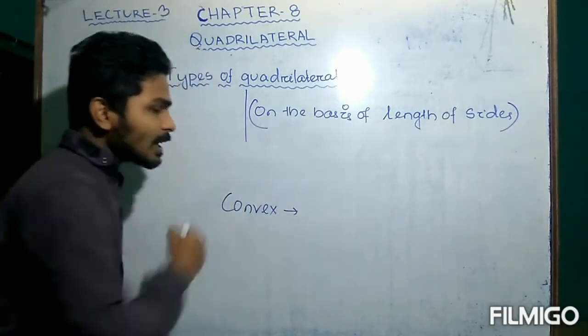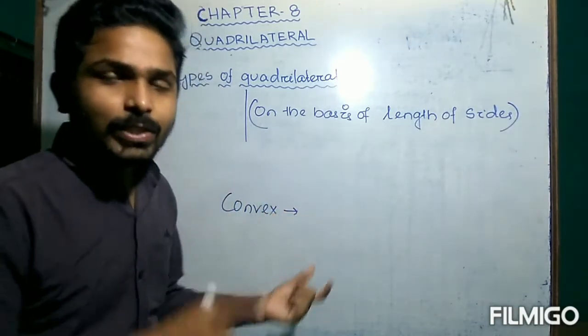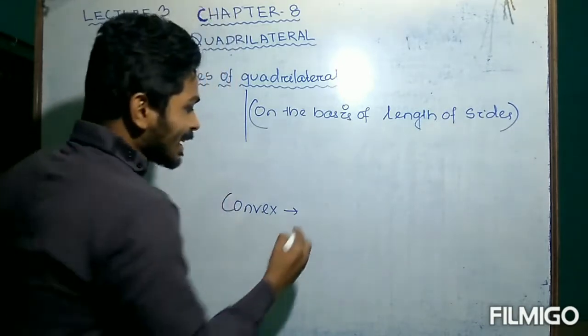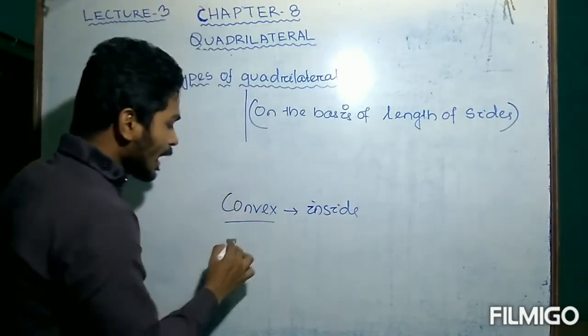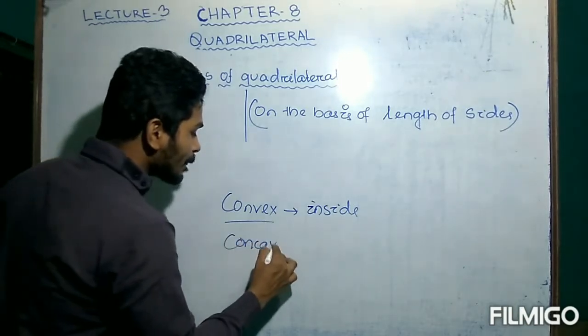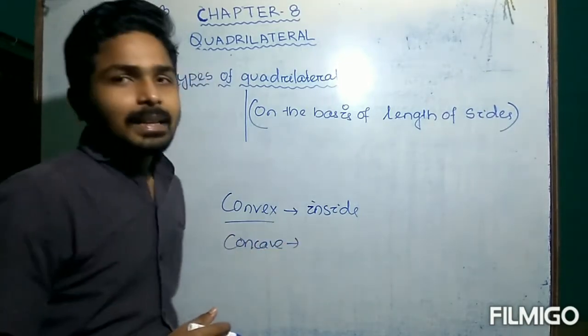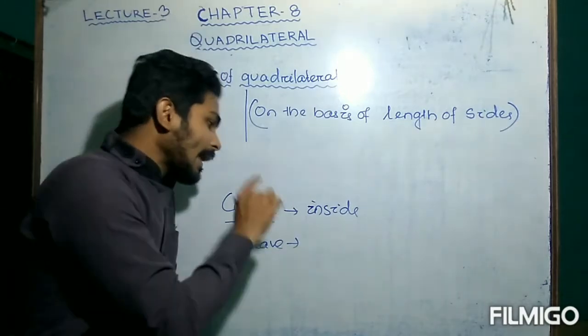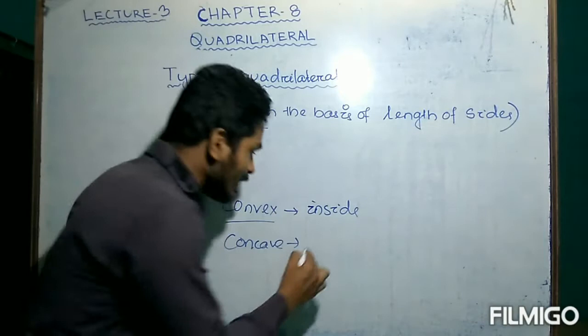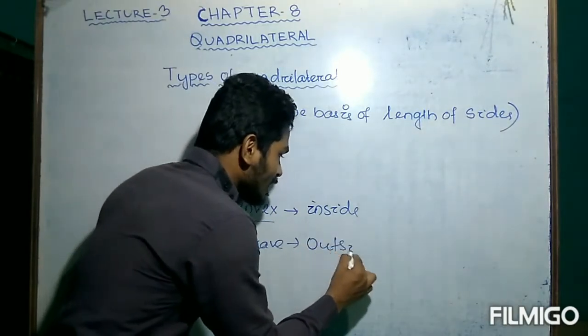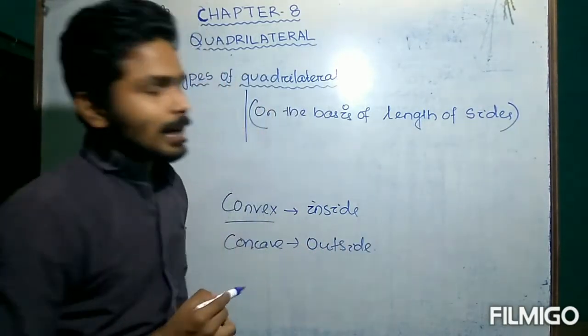What is convex quadrilateral? A quadrilateral in which all the two diagonals lie inside the figure, then it is known as convex quadrilateral. And what is concave quadrilateral? The quadrilateral in which at least any one diagonal lies outside the figure, at least any one. That is known as concave quadrilateral.